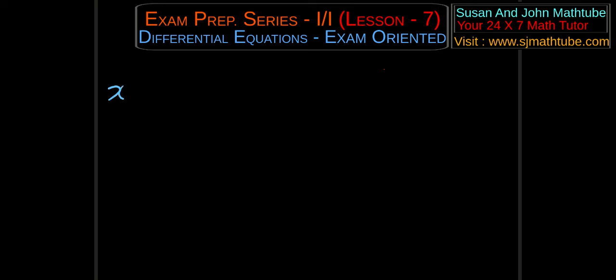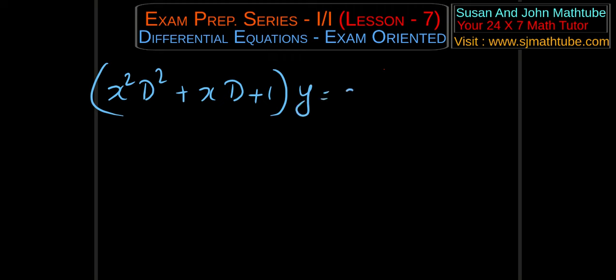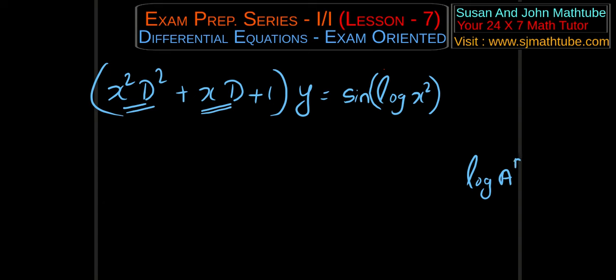So the question is x square d square plus x into d plus 1 of y is equal to sine log x square. Okay, clearly this is Cauchy Euler, but I want to discuss a little bit about this right side. Now look at this. Log has a property, log a to the power b is actually b times log a. I'll repeat, log a to the power b is b times log a. So all you have to do is you have to apply that property.